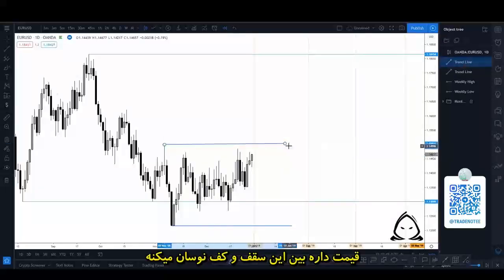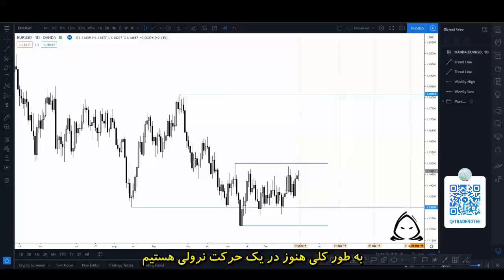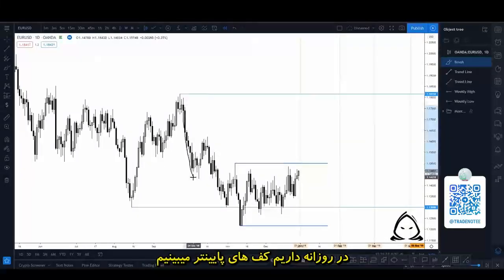So we can see the price ranging between this high and this low. We are still in an overall bearish push when we're looking at the daily. As we can see, we're putting in lower lows and lower highs.